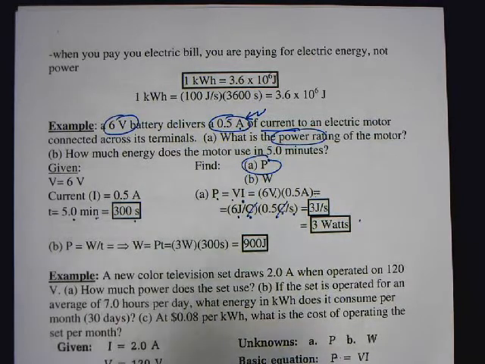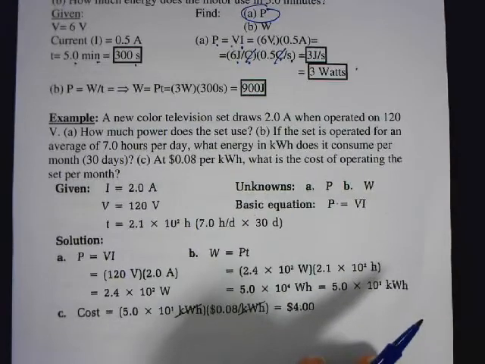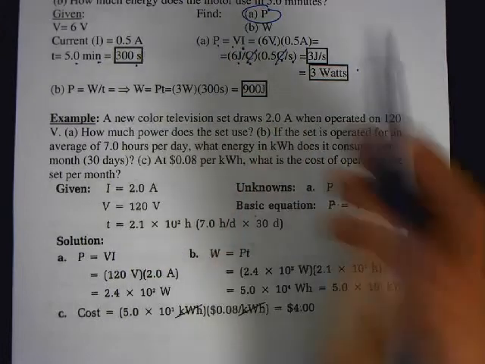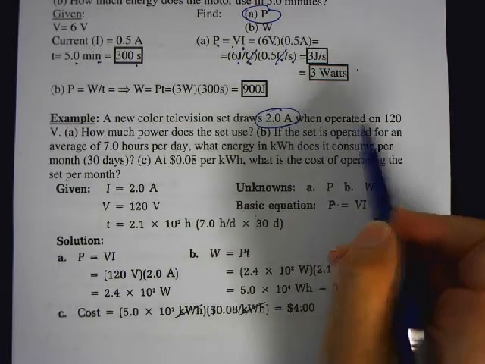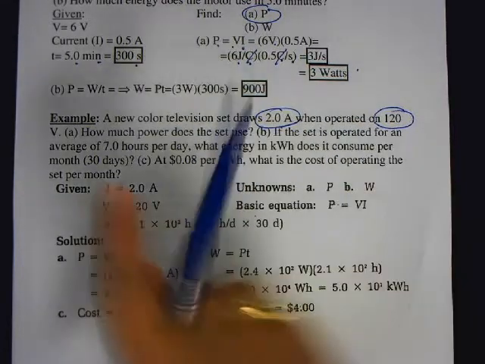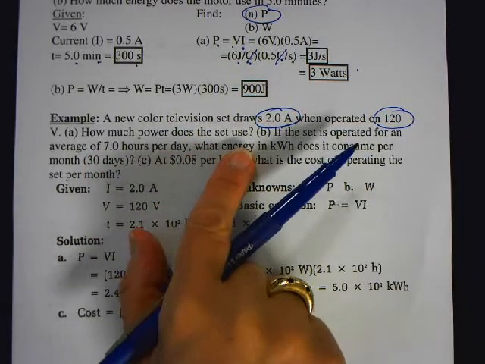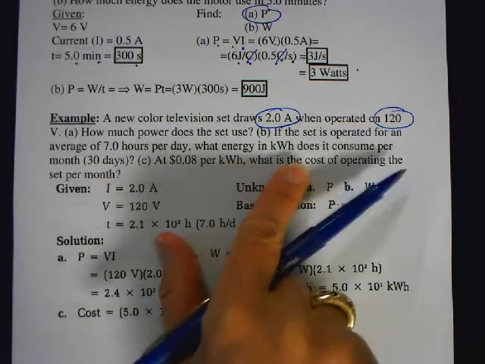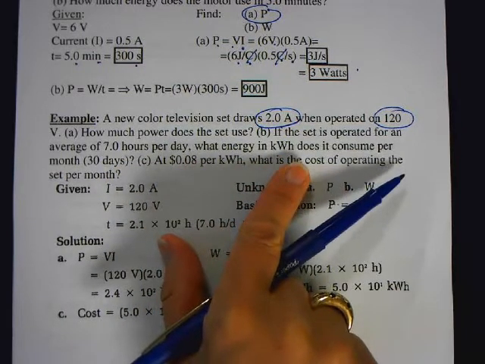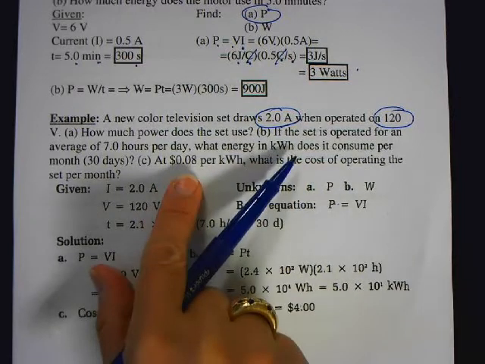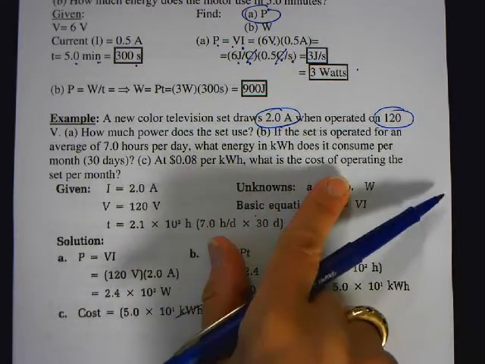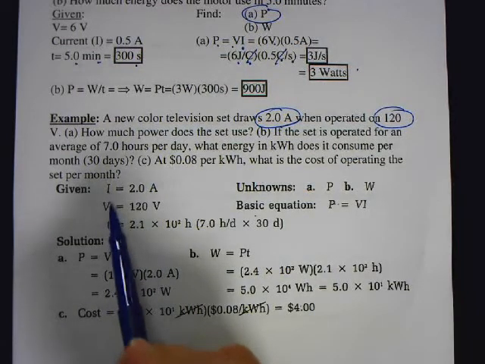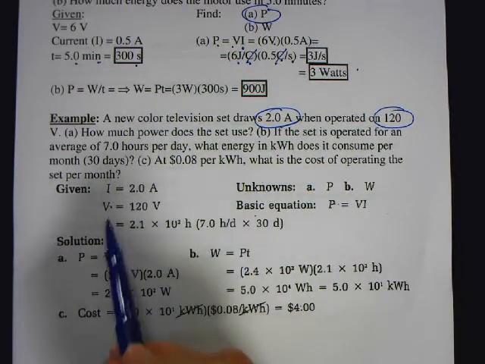The next example says a new color television draws 2 amps, so that's my current, when operated on 120 volts. A, how much power does the set use? If the set is operated for an average of 7 hours per day, what energy in kilowatt hours does it consume per month? And at 0.8 cents per kilowatt hour, what does it cost of operating it for a month? Okay, so I'm given my current, the voltage, and the time. Again, I need to convert my time to my basic unit, which is seconds.